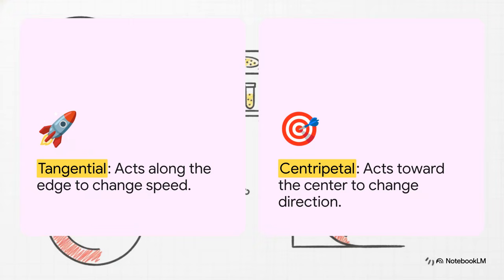But what if our ride is speeding up or slowing down? Well, that's where we need to contrast two different types of acceleration. Tangential acceleration acts just like your standard linear acceleration. It operates right along the edge to change how fast you're going. Centripetal acceleration, on the other hand, operates completely independently. It acts inward, and it's purely responsible for changing your direction. And the cool part? They always act perfectly perpendicular to one another.